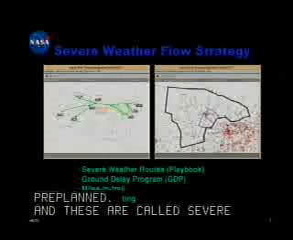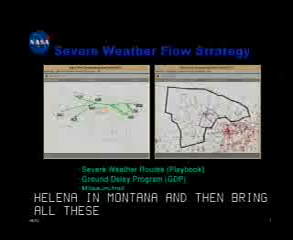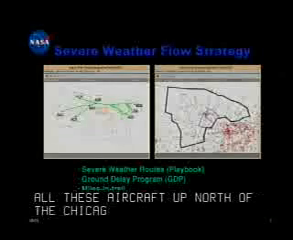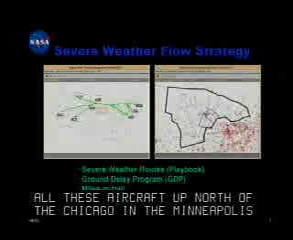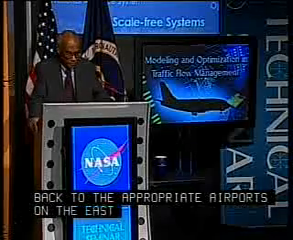In this case, what we do is we take all the flights originating from the West Coast and take them to points in Sacramento, Helena in Montana, and Bryce, and then bring all these aircraft up north of Chicago in the Minneapolis center. And then once we are past the weather, we take them back to the appropriate airports on the East Coast, to LaGuardia or JFK or to Dallas.